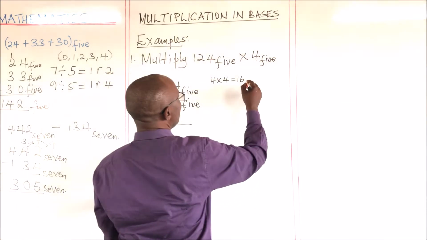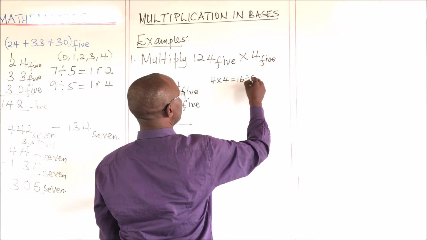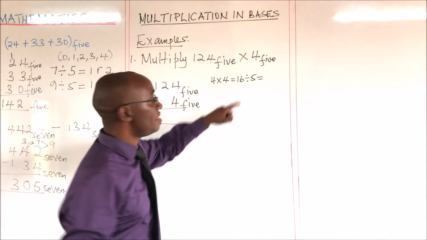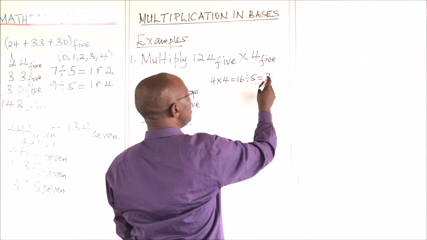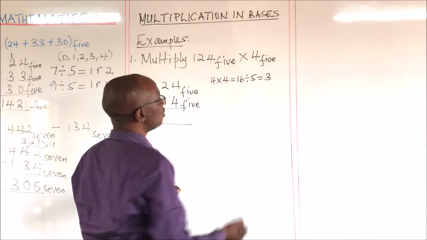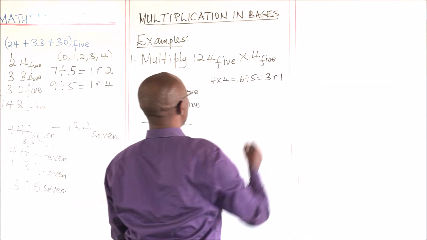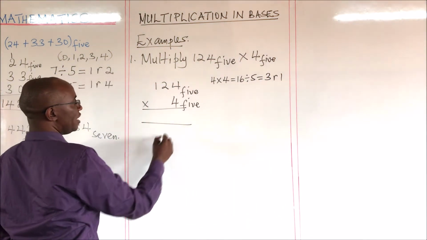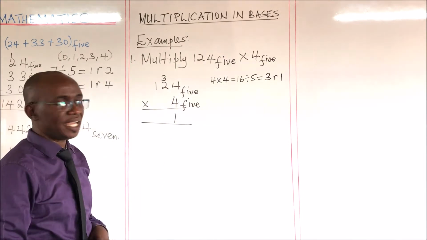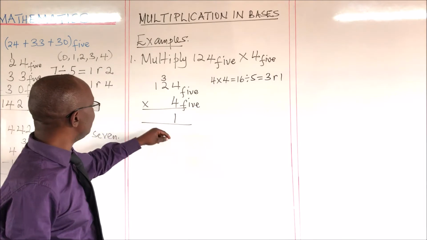We divide 16 by 5. 5 into 16 is 3 times, because 3 times 5 is 15. 16 minus 15, 1. So the remainder is 1. So we write 1 and then we carry 3. Are we together?